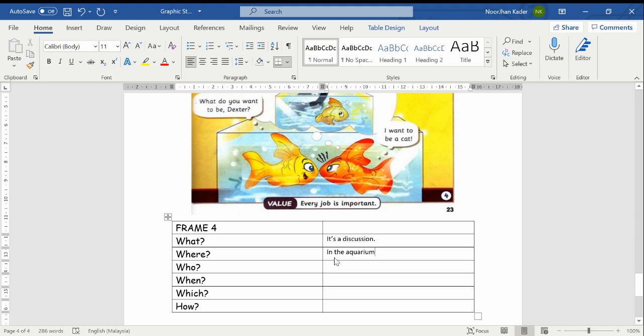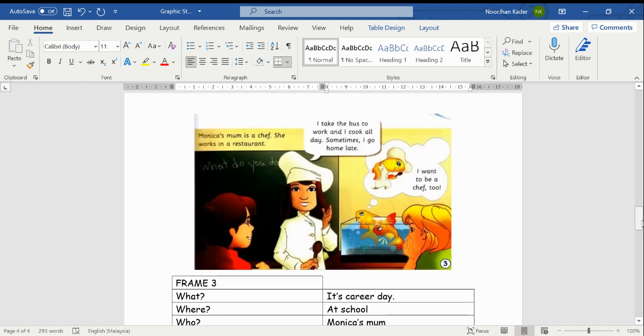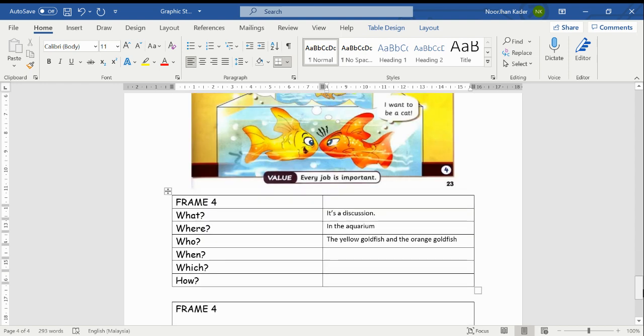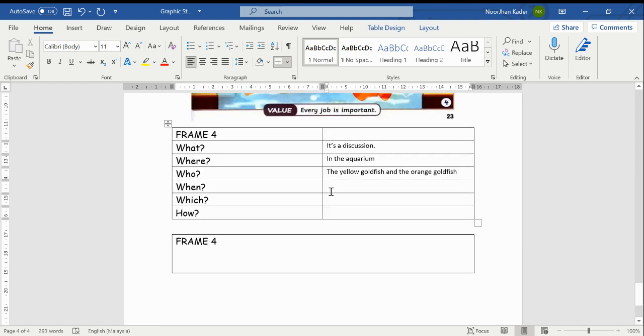Only the two supporting characters are in this frame. Okay, who? No more main characters, only supporting characters. So we cannot write about who is doing what. But we write the yellow goldfish and the orange goldfish. Okay, when? Of course, we don't have any when, because nobody is talking about time. We just write here now, because it's the last part of the frame.